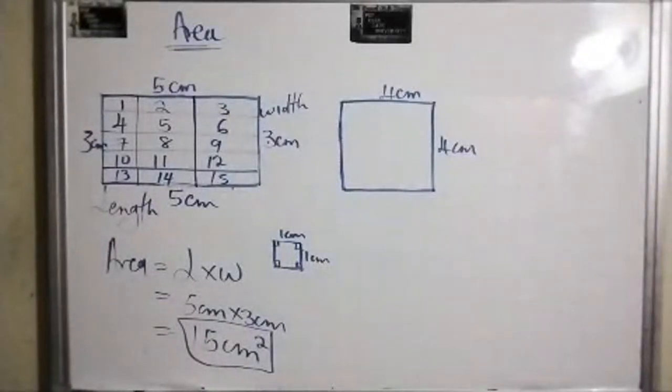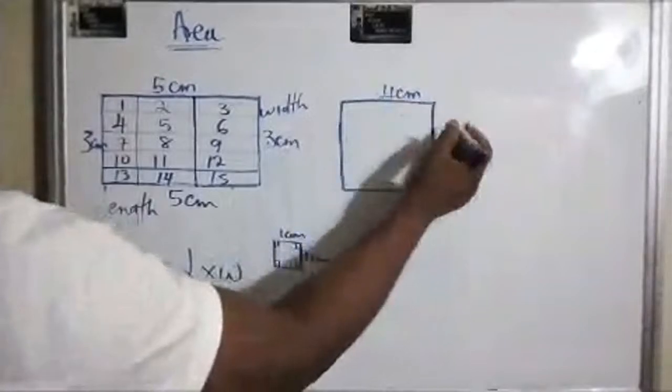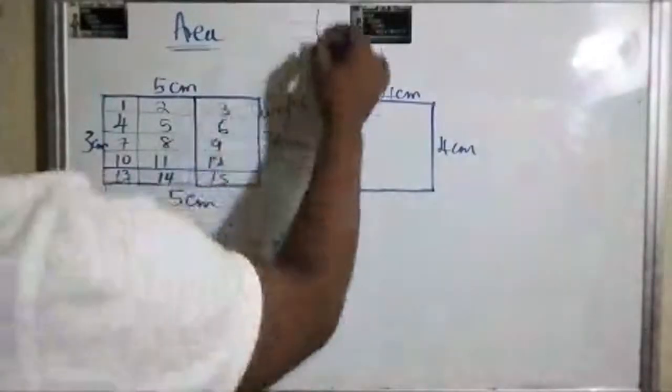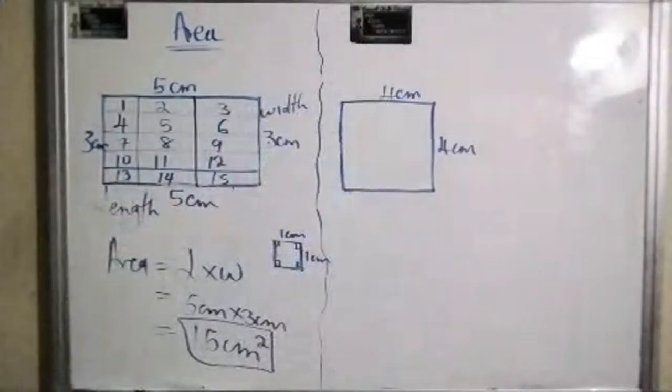Alright, let us look at this one now. This one has length 4 centimeters and this one 4 centimeters. So let us try and see if we can get the answer. Alright, so it's 4 by 4.